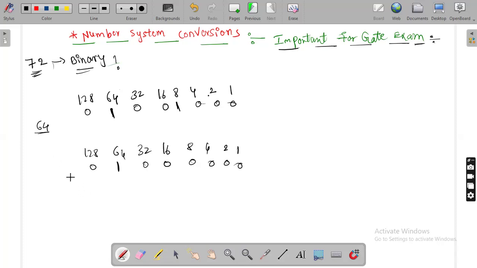Which 64? Decimal 64. So if you want to write binary for decimal, you have to follow this series. Which series? Powers of 2. So this is the style of writing binary for a decimal number.